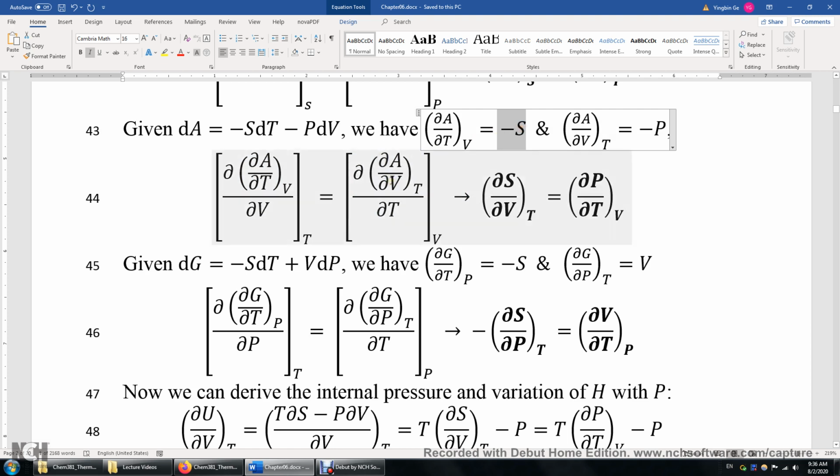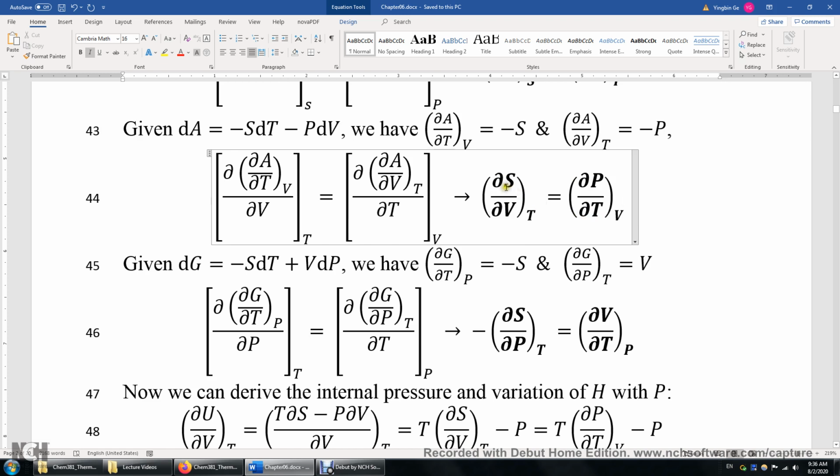delta A over delta V is negative P. And then we get this very useful equation here. Why is this useful? It's very difficult to measure the entropy change. It's a lot easier to measure the change of volume, pressure, and temperature.